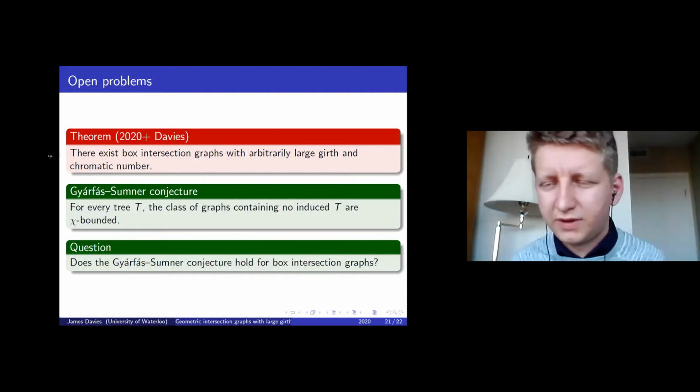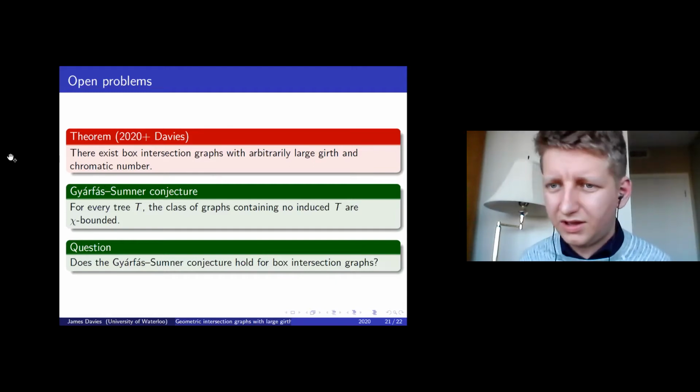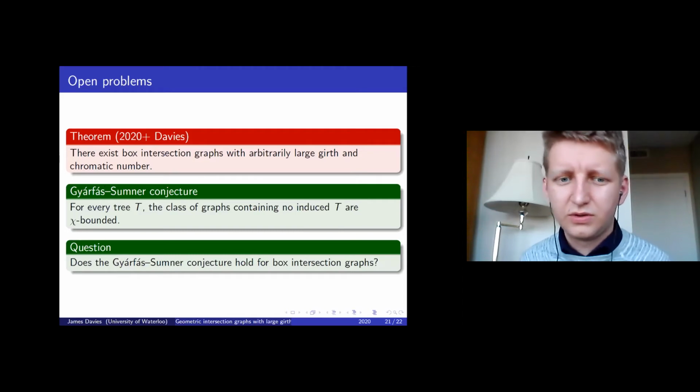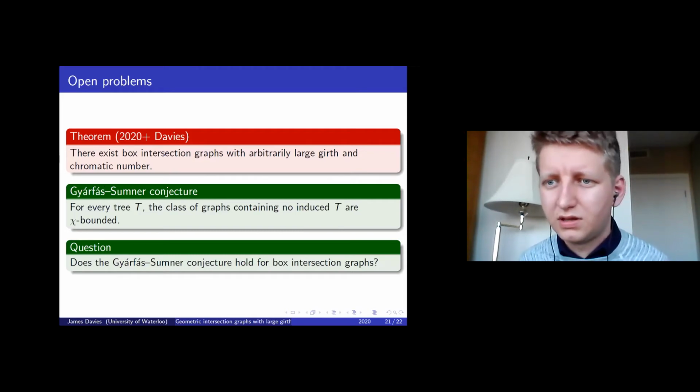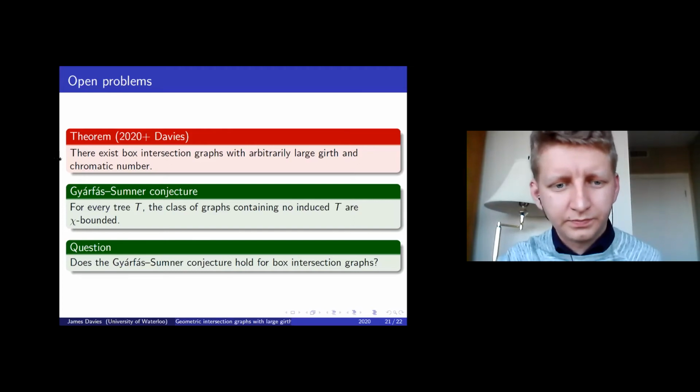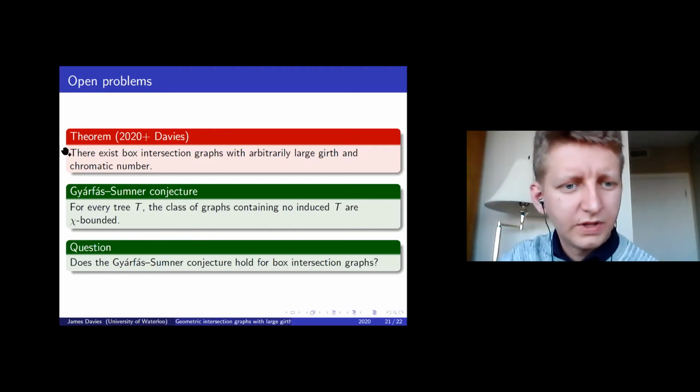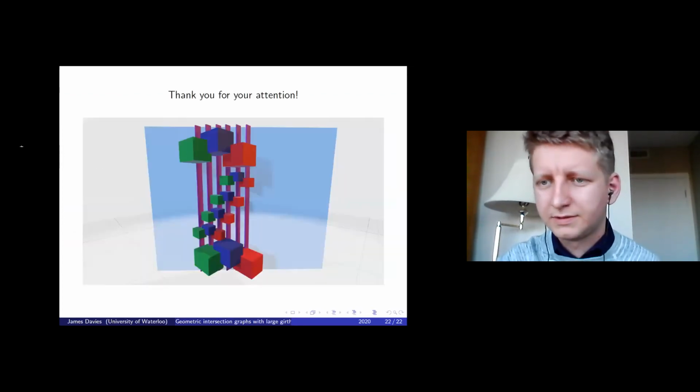With this new theorem, I think box intersection graphs become a really interesting place for trying to prove this conjecture, at least for this class of graphs. Because again, we have this precise thing where trees are really the only graphs you can hope to forbid and become chi-bounded. I'll stop there.